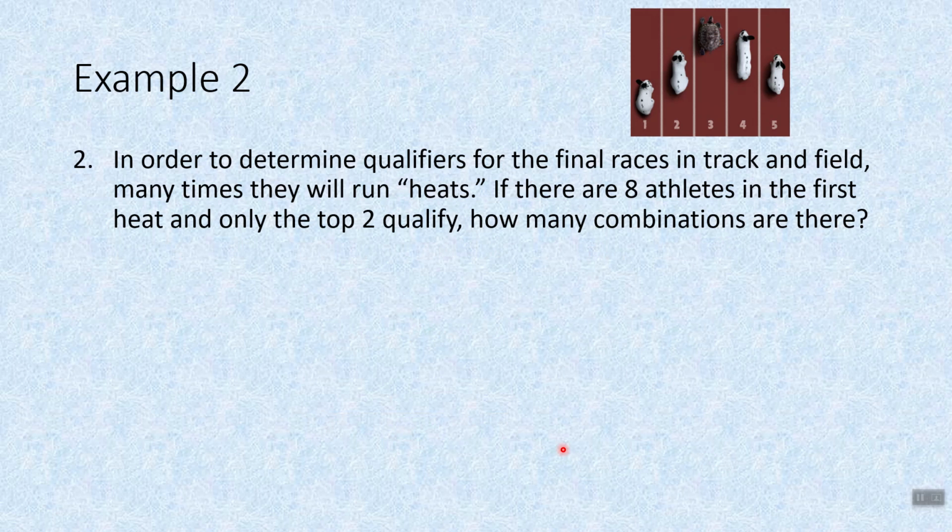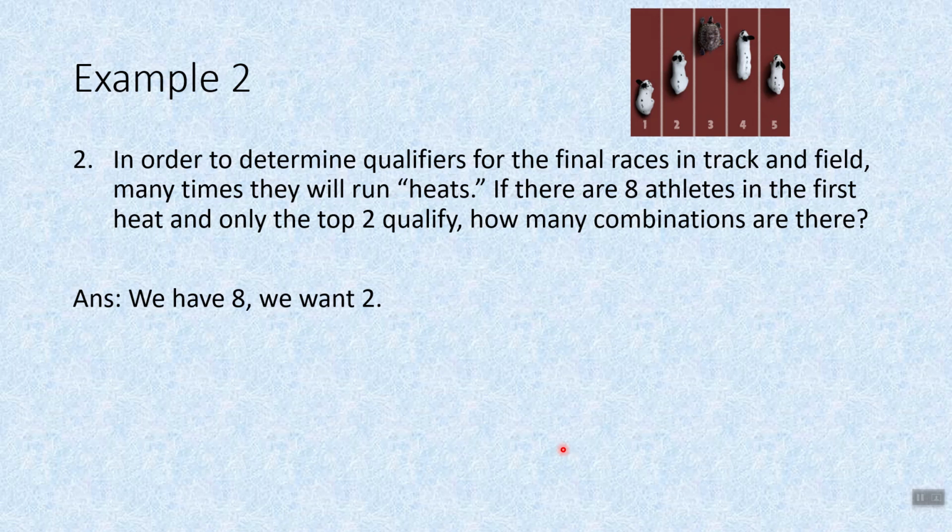Alright, second example. In order to determine qualifiers for the final races in track and field, many times they will run heats. So maybe you have 40 different athletes and you'll run 5 heats of 8 athletes in each race, and the top 2 from each of those will go into the finals or some semifinals, or they'll work it like that. So if there are 8 athletes in the first heat and only the top 2 qualify for the next round, how many combinations of finishers are there?